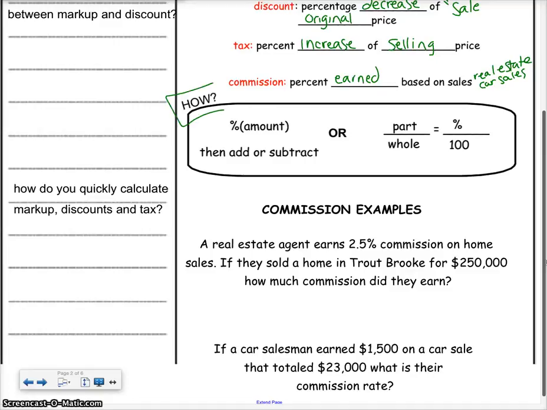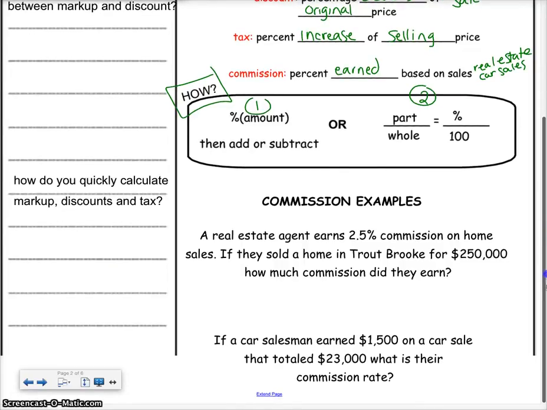There's two ways to figure out consumer type math. Method number one is to do percent times amount, and then you're going to add or subtract them. Method number two is to create a proportion, and that's what we've been doing the last 2 units. So you would do part is to whole as percent is to 100. I'll show you both ways.